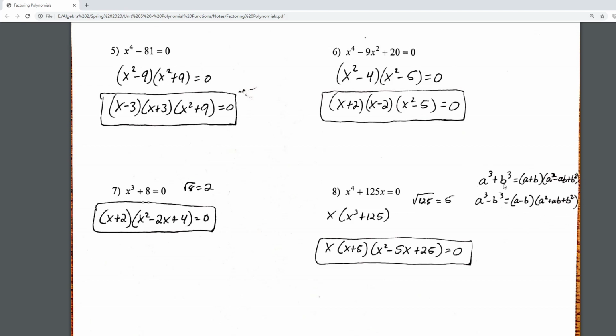If you see two perfect cubes and they're being added, this is how you're always going to write it. If you have two perfect cubes being subtracted, this is how you're always going to write it. Now here's how it works.